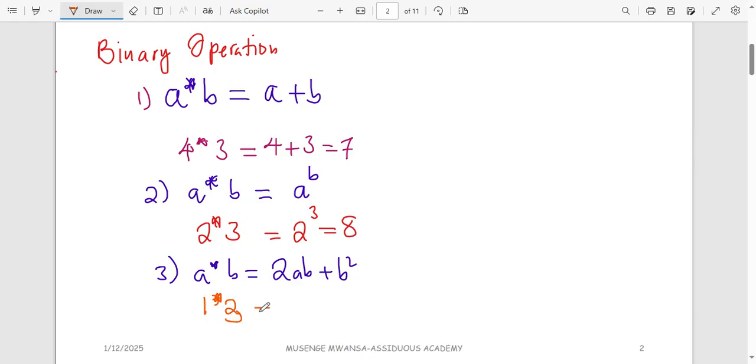So where there is A, you are going to put 1. Where there is B, you are going to put 3. So that is going to become 2, where there is A you put 1, where there is B you put 3. And then plus, again, where there is B, put 3. But this one is squared. So this is going to be 6 plus 9, which is 15. Does this make sense?